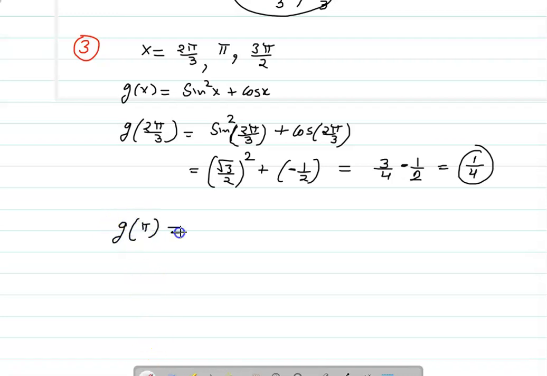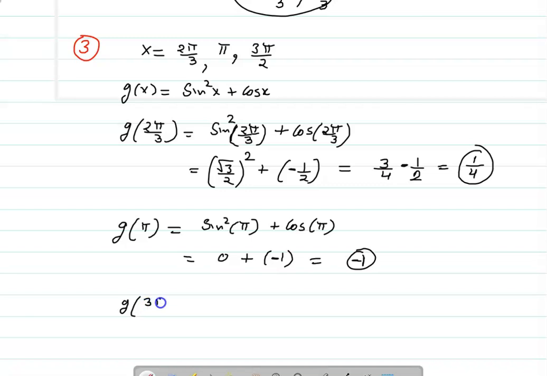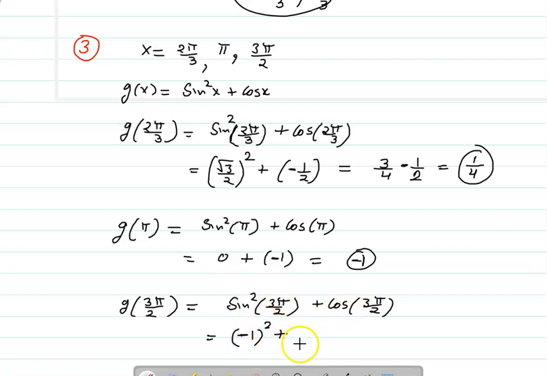Then we find the value at pi. Sin pi is 0 and cos pi is negative 1. Now the rightmost endpoint, sin 3 pi over 2 equals negative 1, and this is a square function, so negative 1 squared, plus cos, which is 0 at each odd multiple of pi over 2. So this is going to be 0 and we get the value as 1.